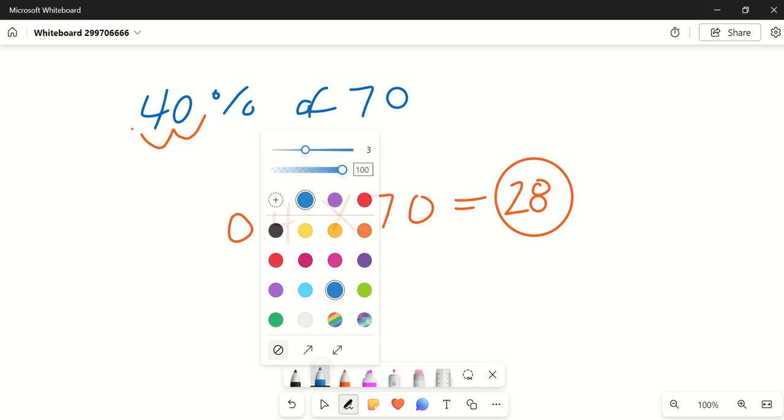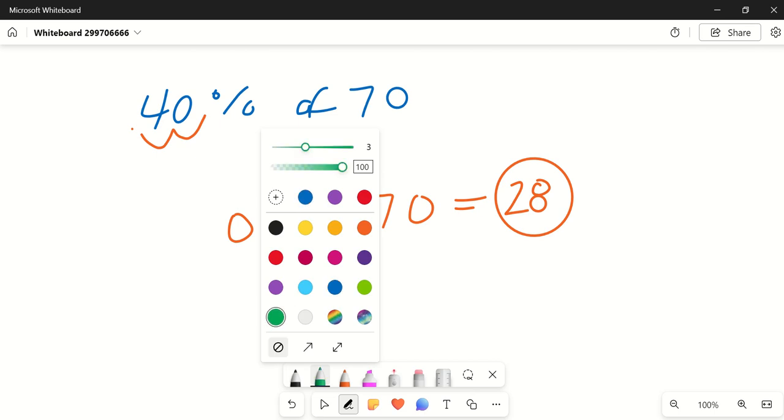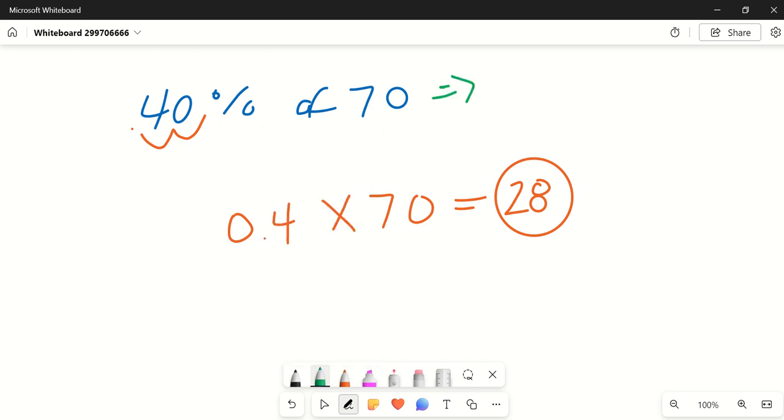The other method I could have used was to make this a fraction. That would become 4 out of 10, because it's 40 over 100. Cross last zeros out. 4 over 10, divide both by 2, will be 2/5.